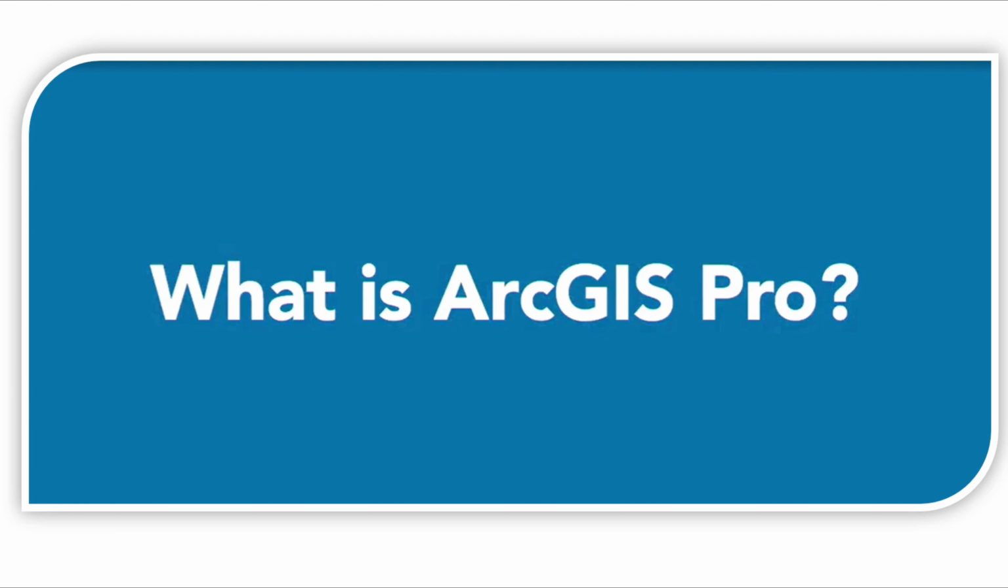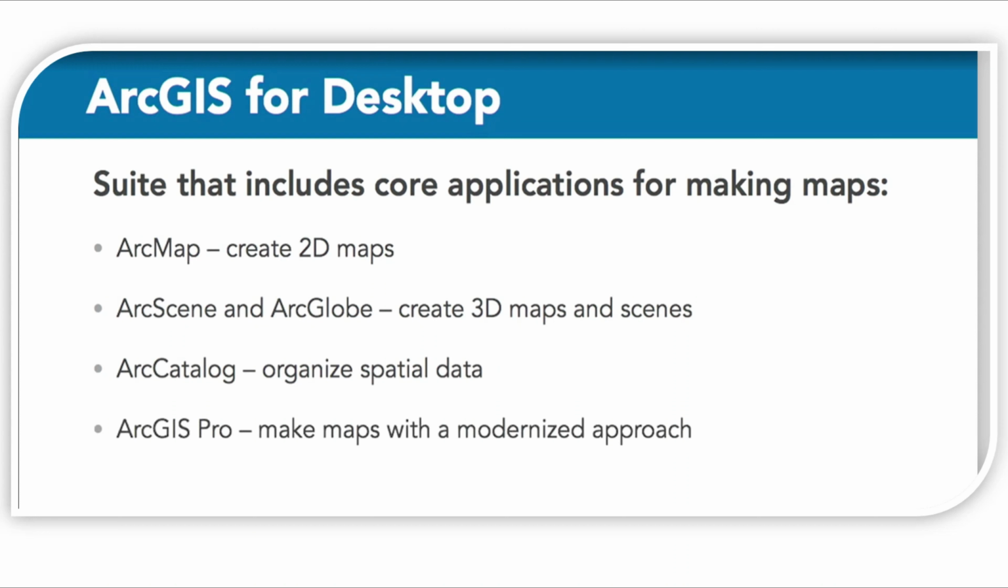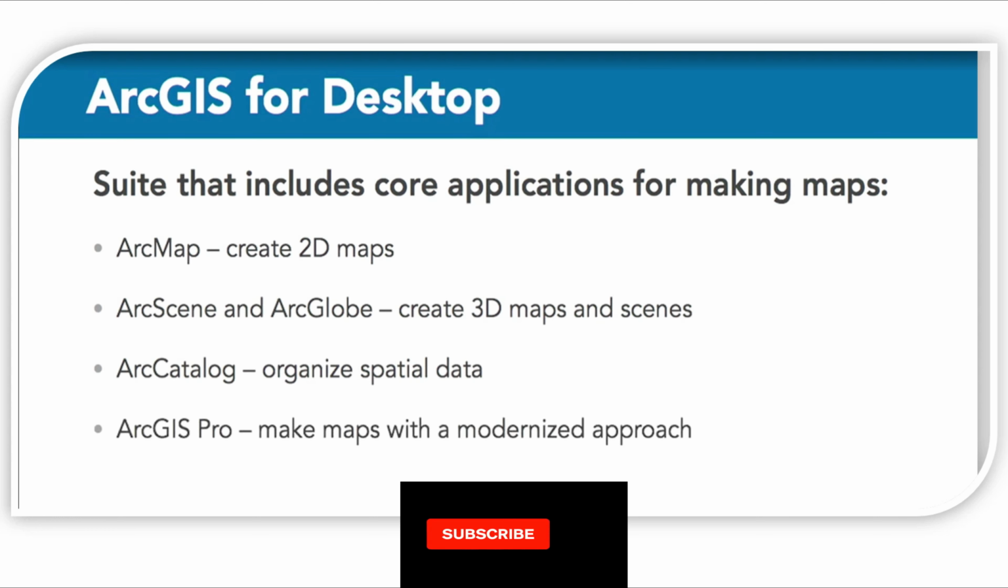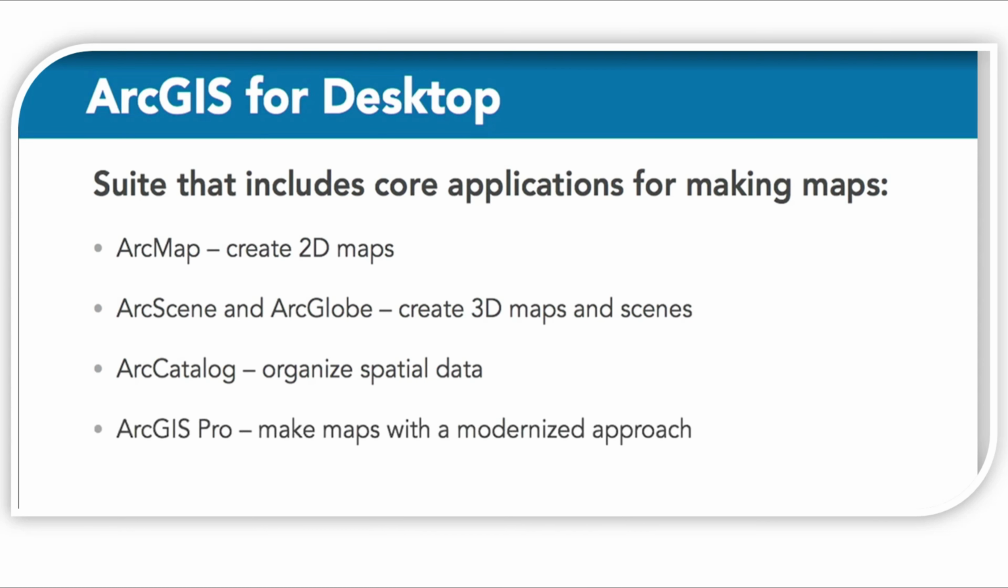Before we get started, I thought it would be helpful to start out with an overview of exactly what ArcGIS Pro is and where it fits in within the larger framework of the ArcGIS suite from Esri. The ArcGIS for Desktop suite traditionally included four core software applications: ArcMap for creating 2D maps, ArcScene and ArcGlobe for working with 3D maps, and ArcCatalog for organizing spatial data sources. In January 2015, that core suite was updated to also include a new software application called ArcGIS Pro, which modernized the approach to map making.